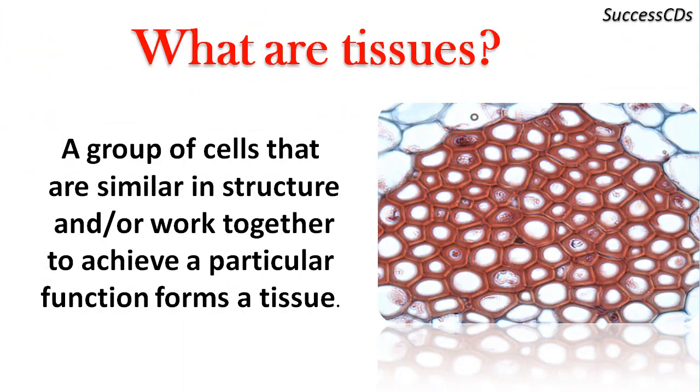What are tissues? Tissues are a group of cells that are similar in structure and they work together to achieve a particular function. Simple organisms are made of only one type of cell that performs all the functions. On the other hand, complex organisms have different cells performing different functions.